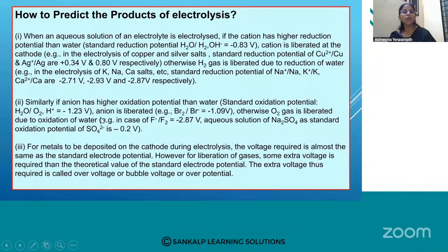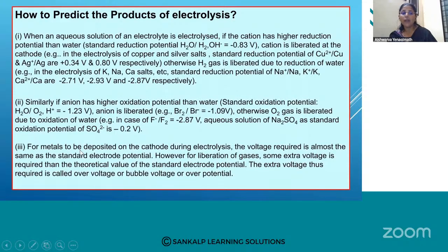Similarly, if the anion has a higher oxidation potential than water, you might have recalled, we have seen in one of the examples when we were talking about E cell. A more stable ion will be formed. It will not allow it to go into that particular state itself. We discussed this when discussing reduction potentials. So in case of oxidation potential, O2 gas is liberated due to oxidation of water.